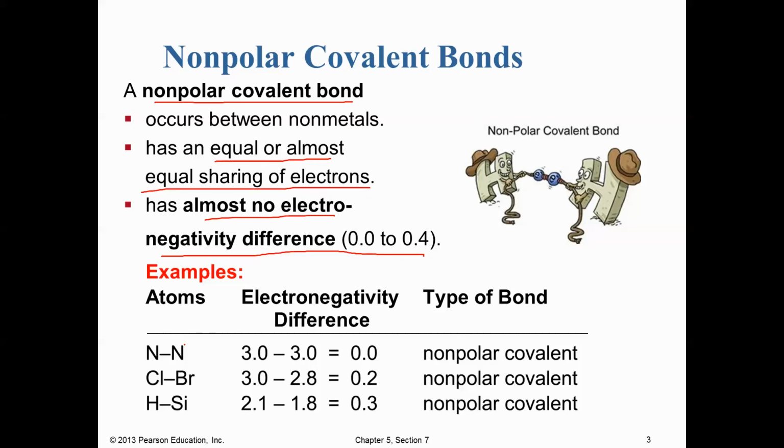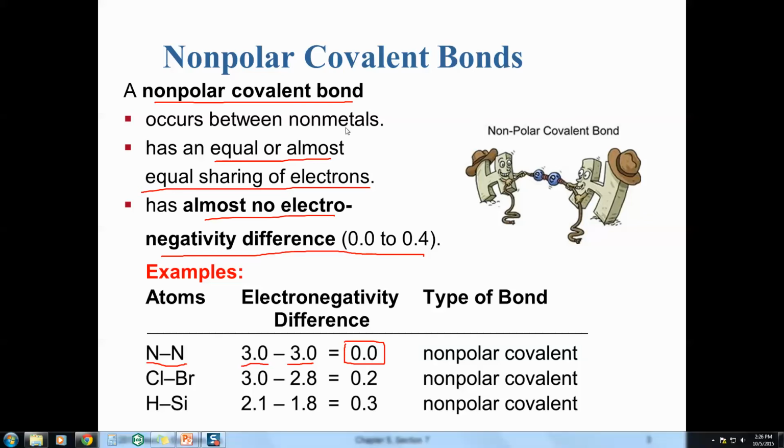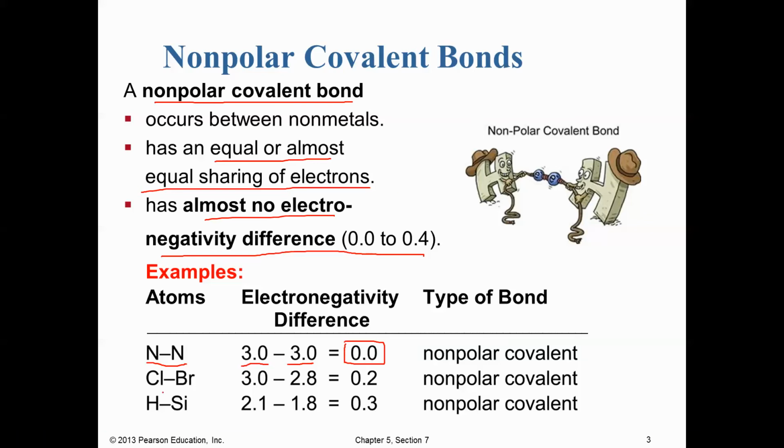If we look at a nitrogen-nitrogen bond, for example, nitrogen has the same electronegativity value as nitrogen, and therefore our difference here is 0. If we compare chlorine and bromine, chlorine has an electronegativity of 3.0 and bromine an electronegativity of 2.8, so our difference here is 0.2. It's a very small difference, still within our 0 to 0.4 range. So this one's also nonpolar. And again, same deal with hydrogen and silicon.